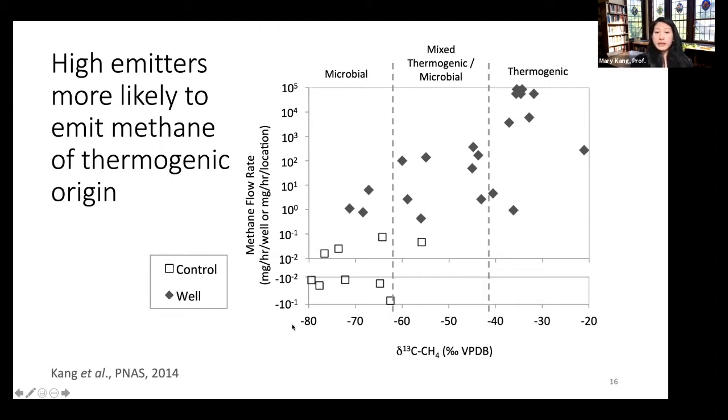Another interesting thing is if you look at the scale of the methane flow rate. The highest emitters, as you can see, 10 to the 3, 10 to the 5, are almost always in this thermogenic range. So they're coming from deep formations.